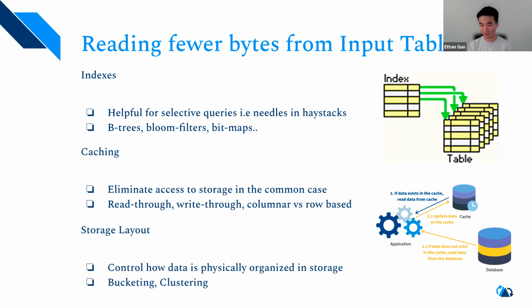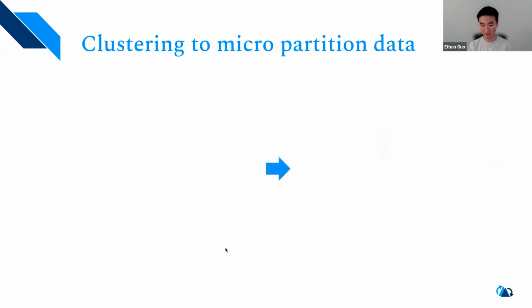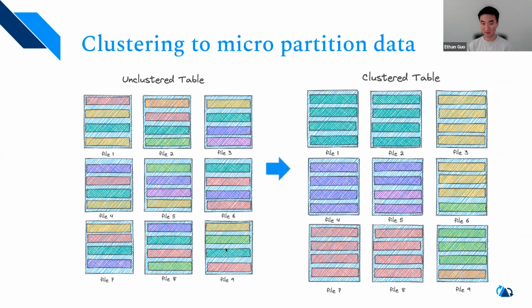A more advanced technique than bucketing is clustering. If you see this naming, it's similar to, for example, machine learning k-means clustering. The essential idea here is that we want to put the data with the same or similar column values together. That's how it's named clustering.